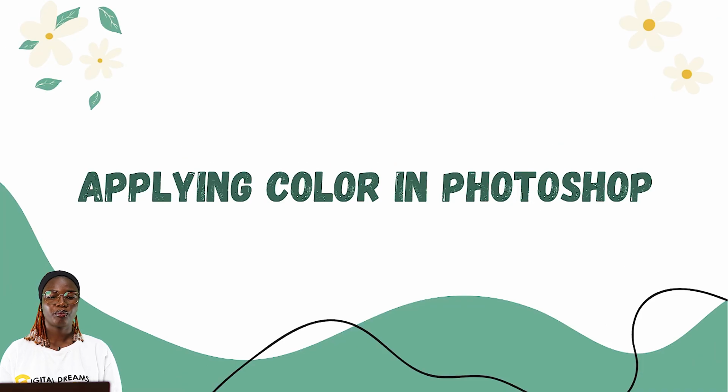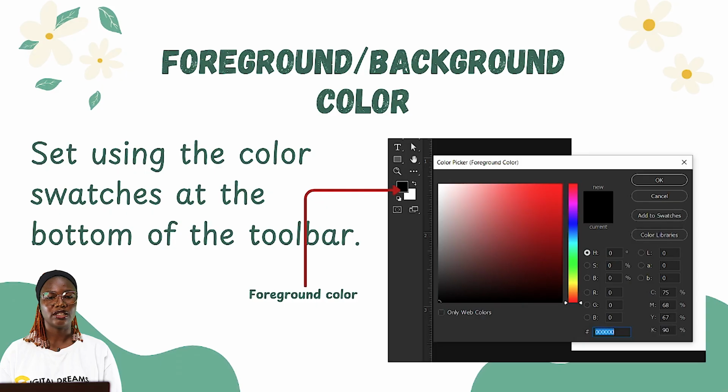So now let's look at a few ways we can apply colors in Photoshop. Applying colors in Photoshop. The first one is your foreground color or background color. We have used this before in our design when we made the profile picture, if you can remember, or when we changed this and then used the paint bucket to fill our background color. So this is one way we can apply color in Photoshop.